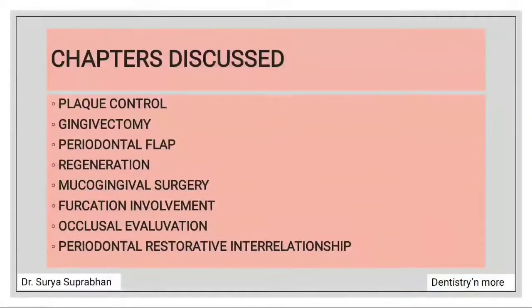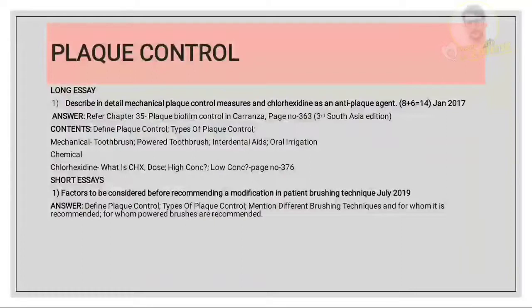So coming to the first chapter, that is plaque control. Describe in detail the mechanical plaque control measures and chlorhexidine as an anti-plaque agent. For this you have to refer chapter 35, plaque biofilm control in Carranza, page number 363. First you have to define what is plaque control, and then you have to write the types of plaque control, that is mechanical and chemical, and give a few examples for each.